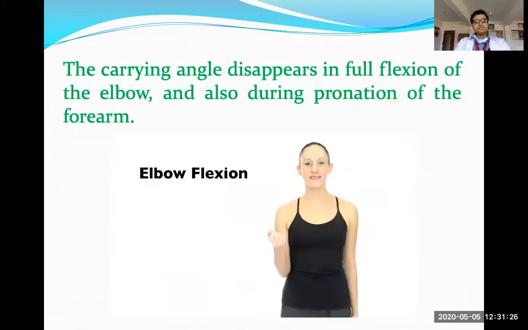Now the carrying angle disappears in full flexion of the elbow and also during pronation of the forearm. There are two conditions where this angle reduces or we don't see it. One is when we flex the elbow and second when we are in pronation position.